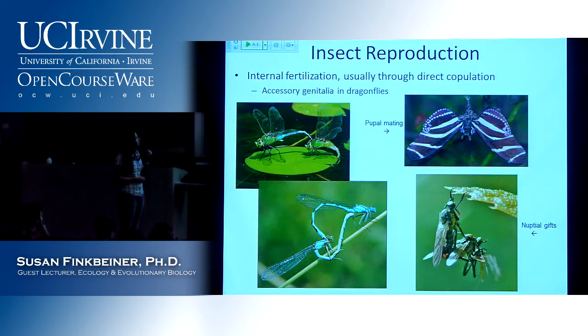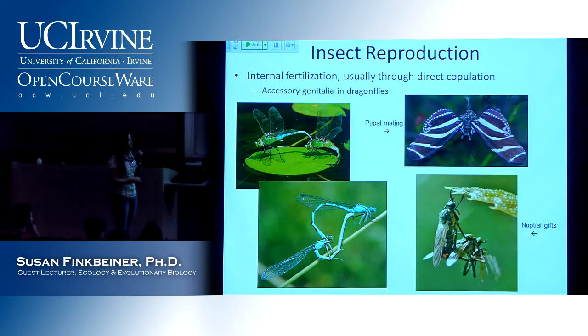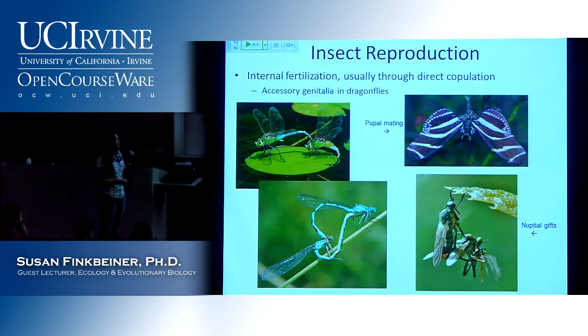And then we also have nuptial gifts. It's not the same as nuptial gifts between Kim Kardashian and that guy that she married. It's very different in insects. It's in the form of food.